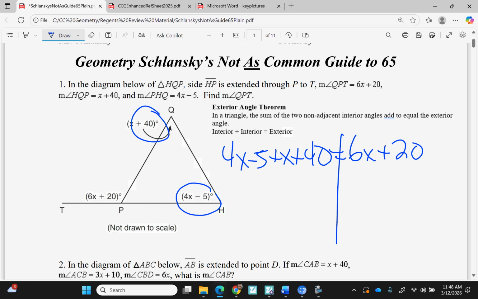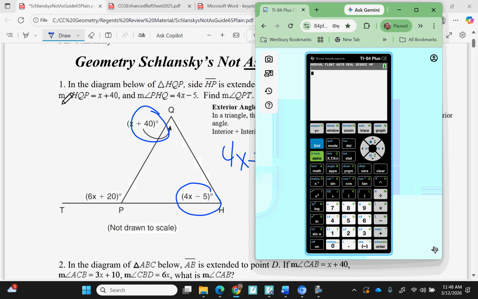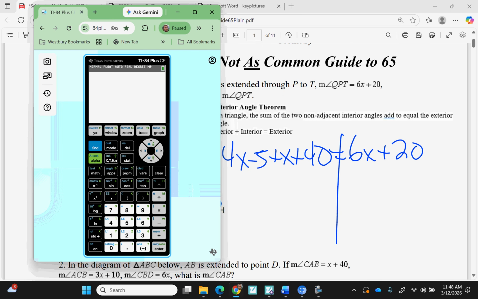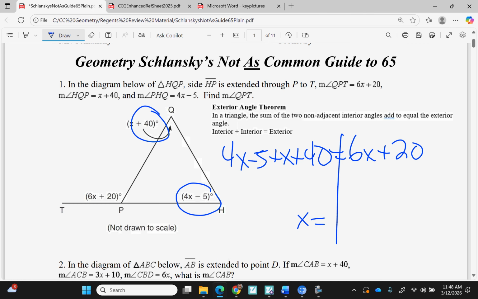You can use the equation solver. Let's jump right to that in case you're just watching this video right now. For the equation solver, if you can't do algebra, that's okay. We math up, enter. E1 is the left-hand side, 4x minus 5 plus x plus 40. The right-hand side, 6x plus 20. Graph 10, graph, make sure you hit graph that second time, x equals 15.